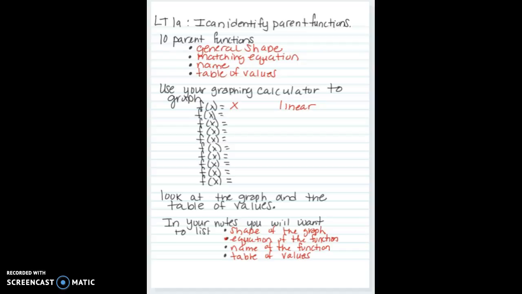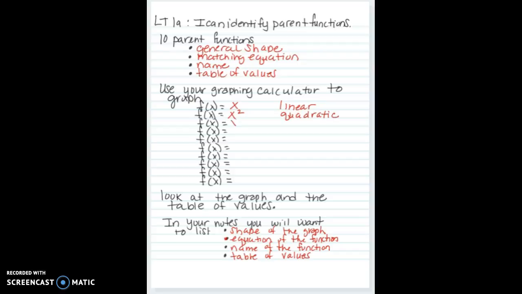The next one is f of x equals x squared. That is a quadratic. And again, you want to list what does it look like as a graph, what is the equation of the function, what is the name of the function, and a table of values for the function. So you will want to list all four of those things for each one of these equations. So I'm going to go ahead at this time and give you the rest of these equations and their names.